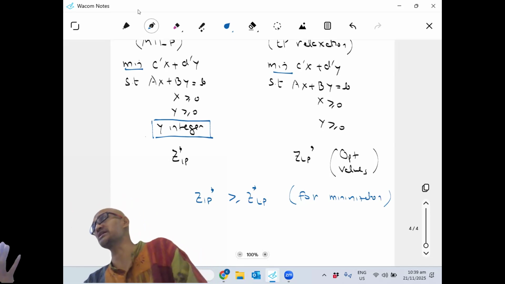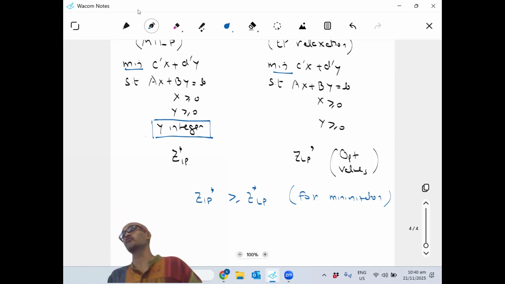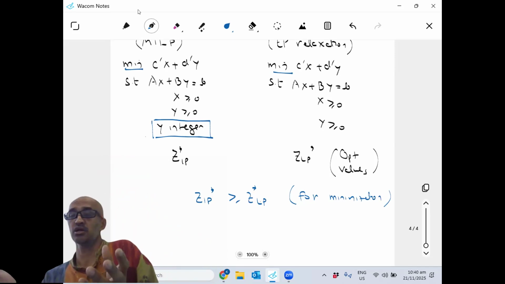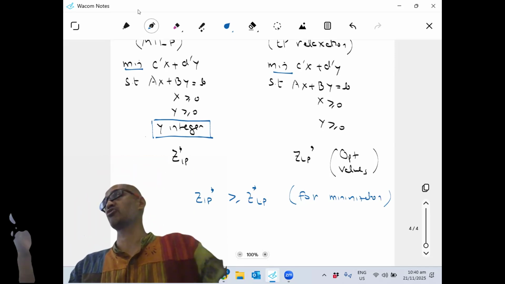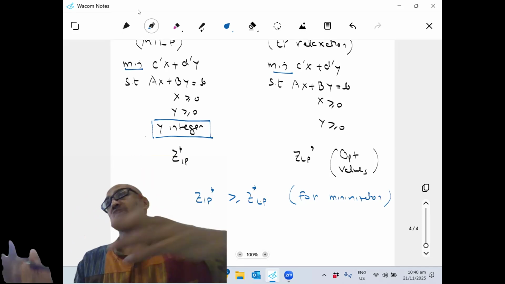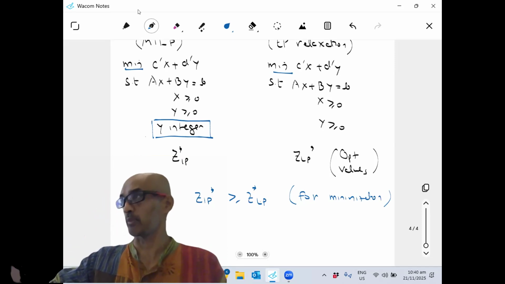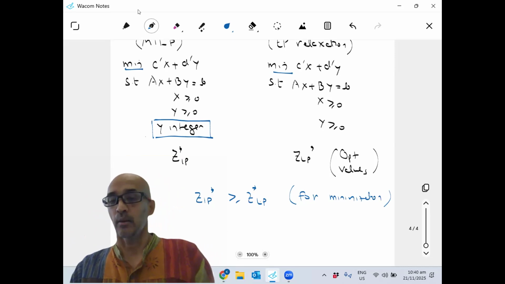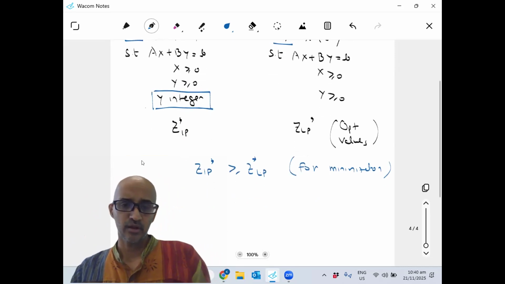So my natural technique, and in fact, most solvers, what they do is when they are taking an IP formulation, they first look at the LP relaxation and solve it, and then try to do stuff with the LP relaxation. And we will see this when we do cutting plane methods, when we do branch and bound next class.